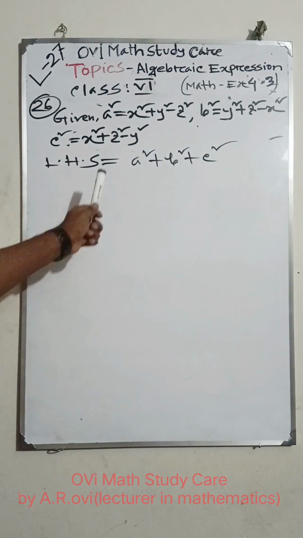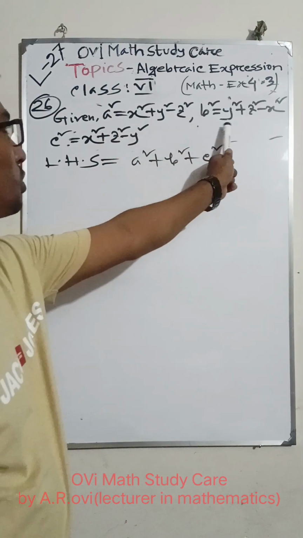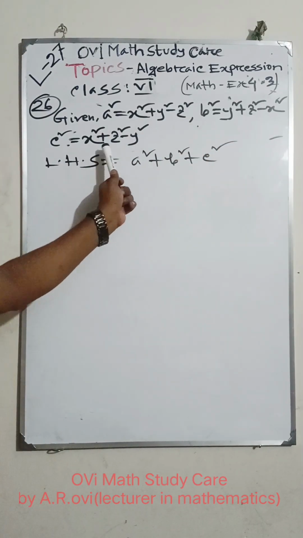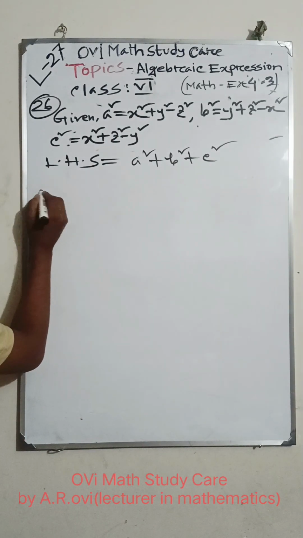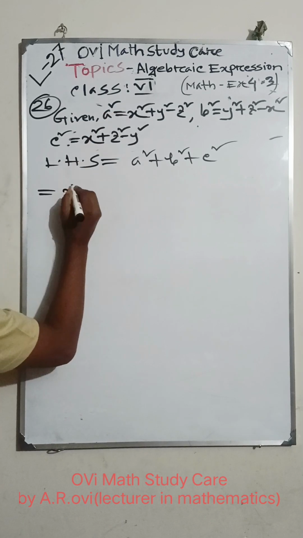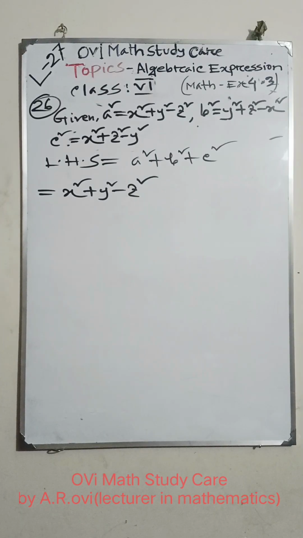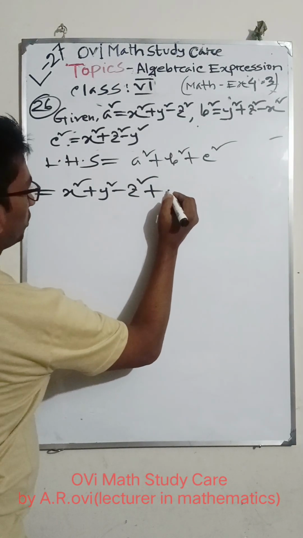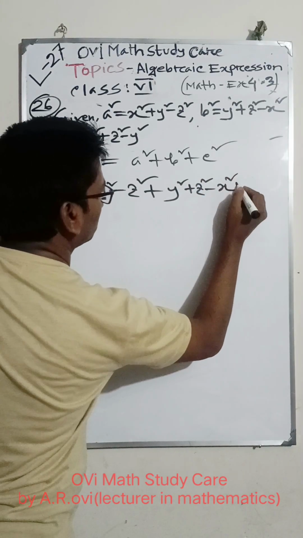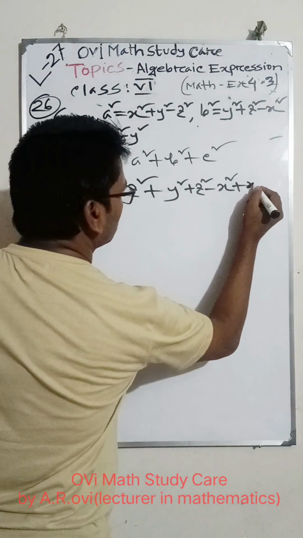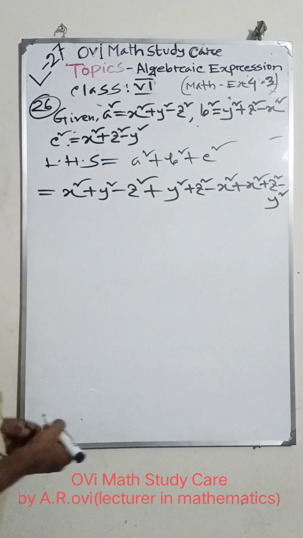Dear students, a square, b square, c square. What is the value of it? In the previous given, a square equals x square plus y square minus z square, b square equals y square plus z square minus x square, c square equals x square plus z square minus y square. We should put these values. Putting the values of a square, b square, c square, we get x square plus y square minus z square, plus the value of b square, y square plus z square minus x square, plus the value of c square, x square plus z square minus y square.